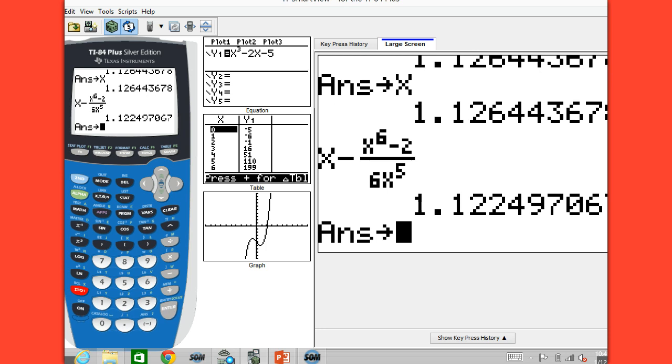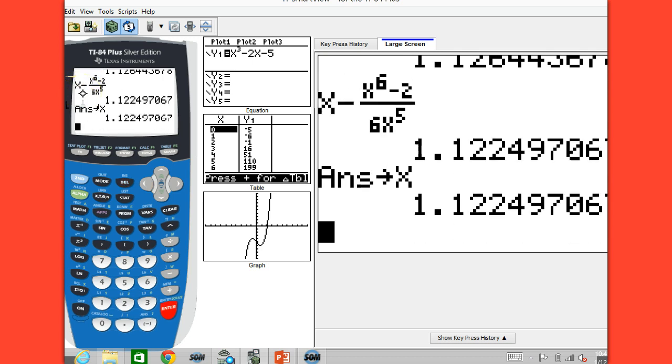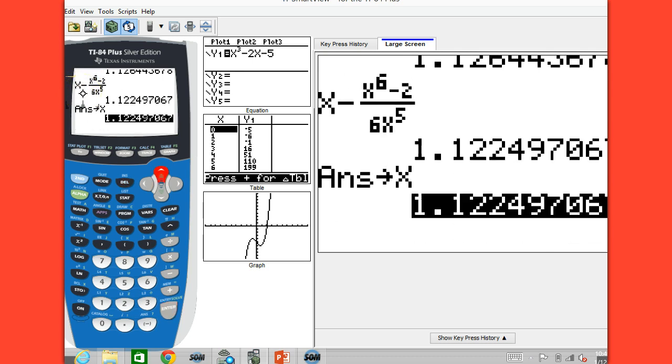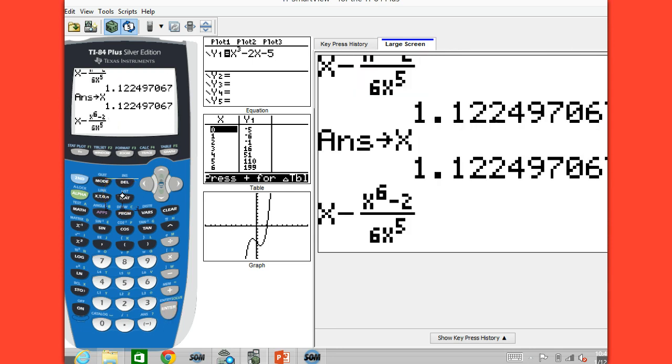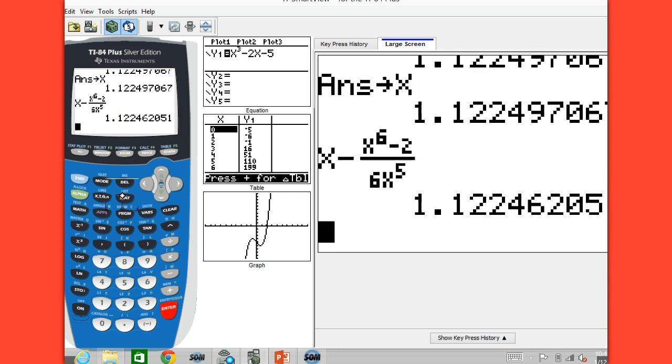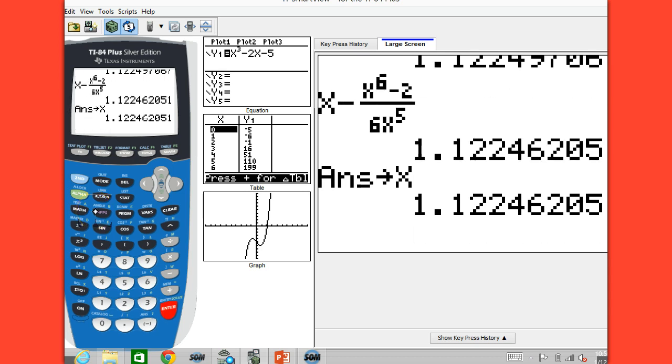So store that to x. Only one x, not two. Go back and get your equation. And we're just going to keep going through this process until we get the same answer twice, which hasn't happened yet. You think this is tedious? Think of poor little Newton doing this with his quill pen and his candle. And admire the genius that is Newton.